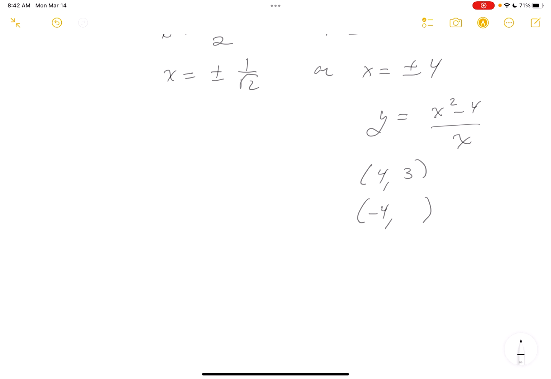Well, you still get 16 minus 4, which is 12, but now you're dividing it by minus 4, so it's going to be minus 3. That one's done. All right, we'll look at the key later.